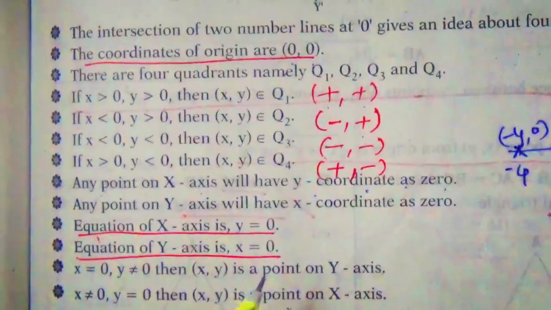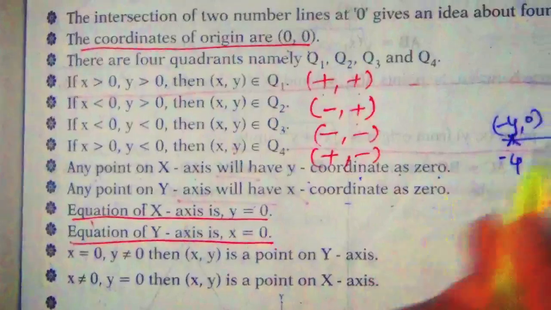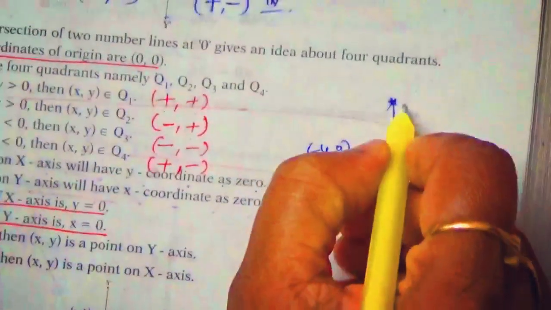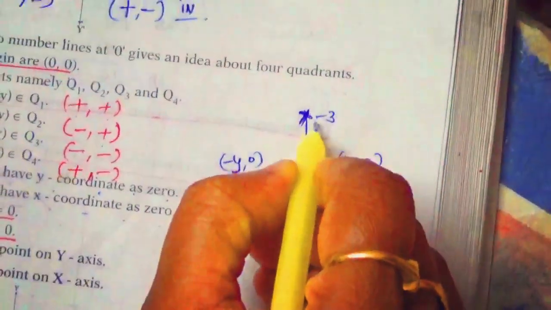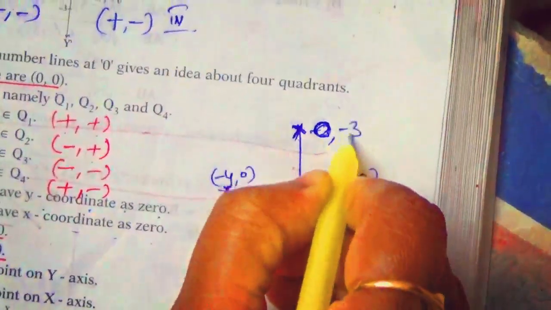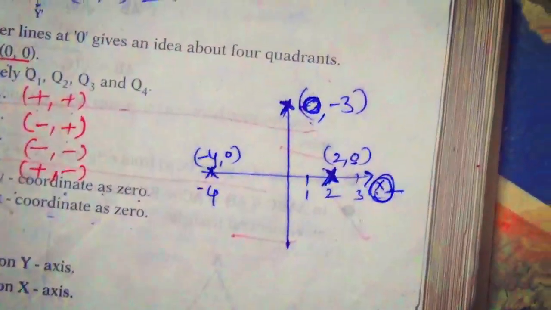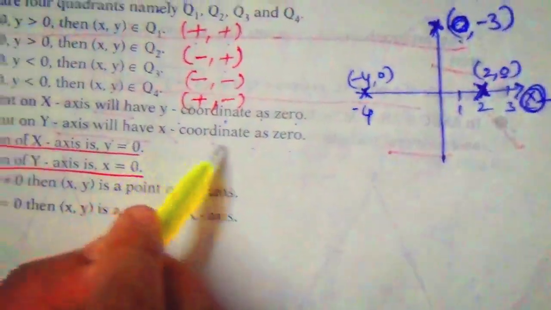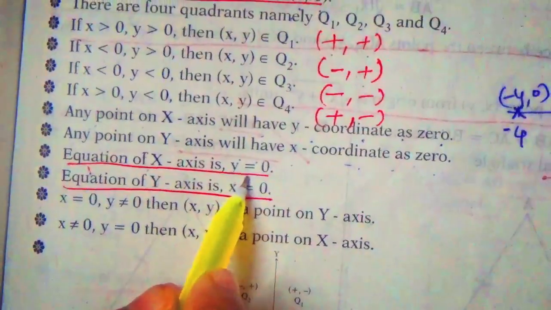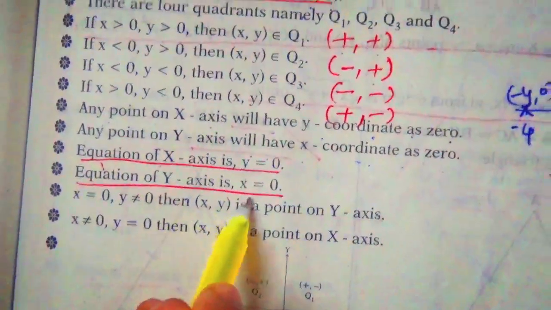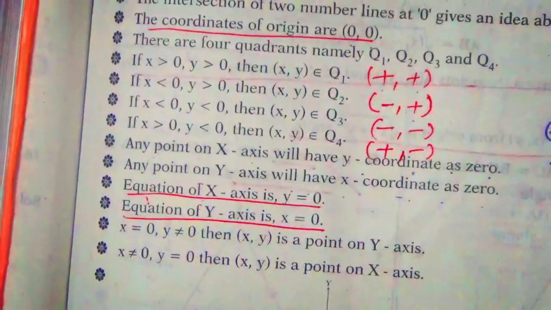Just like that, if you take any point on the y-axis, the x coordinate will be 0. If I take this point here, what is this point? (0, -3). What is x here? 0. Any point on the y-axis will have x coordinate as 0. The equation of the x-axis becomes y = 0, and the equation of the y-axis becomes x = 0. Just like this, we write these points.